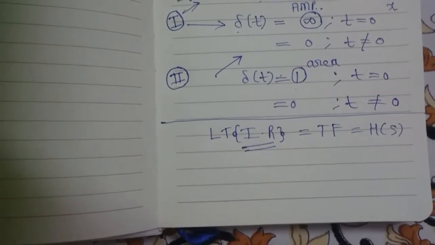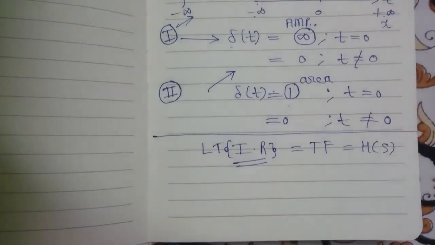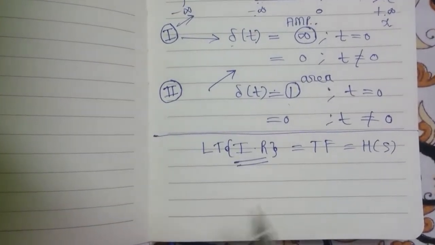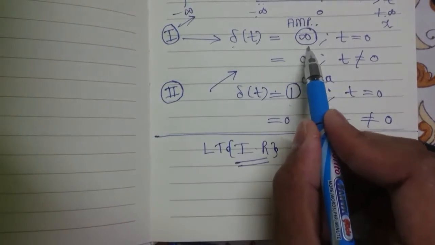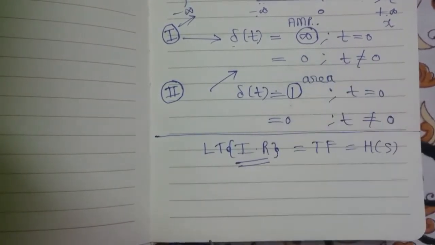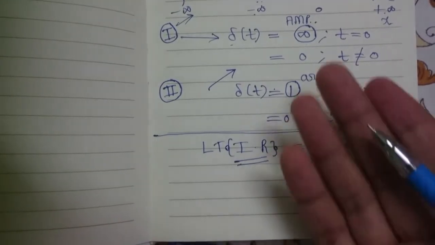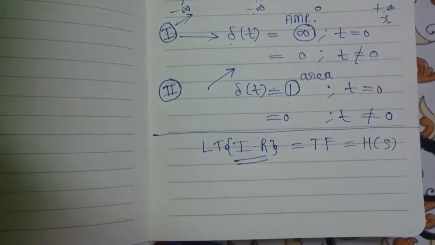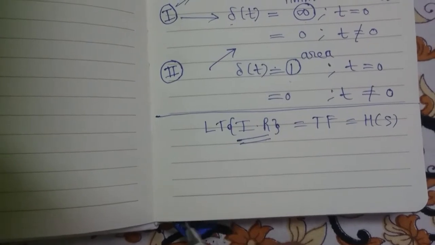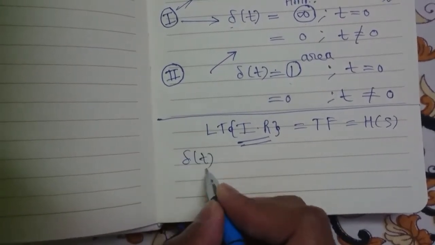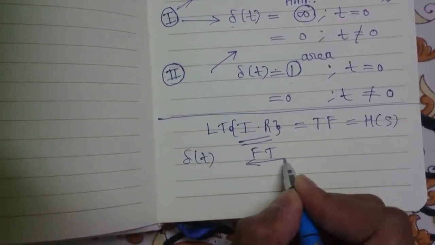So what is the specialty of the impulse response? The specialty of the impulse is, even though it cannot be generated practically in the lab, impulse is important because it contains infinite frequencies. How can you say that it contains infinite frequencies? For that, draw the spectrum. Delta of t forms a Fourier transform pair with 1.